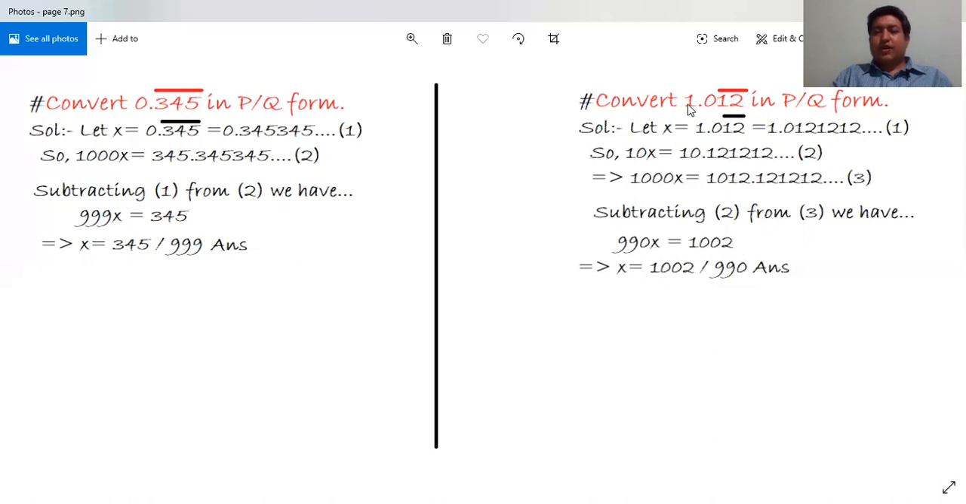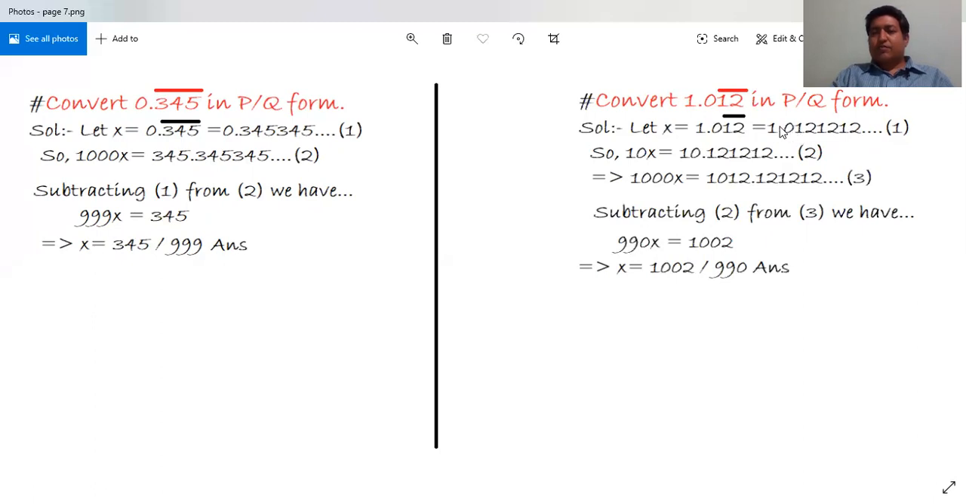Here we have to convert 1.012 with the bar over 12 into p by q form, right? So again the same thing. It is 1.0121212, where 12 is repeating. Now here you see in x we have the digits 0, 1, 2, 1, 2, 1, 2, but here 0 is there. So the decimal digits are not repeating immediately. Yeah, they are repeating after the 0.